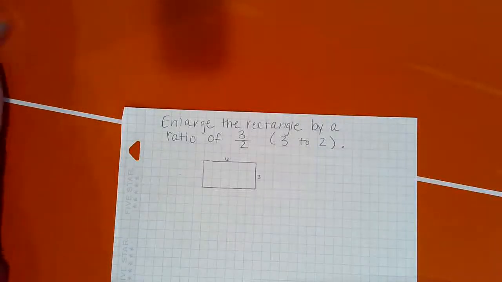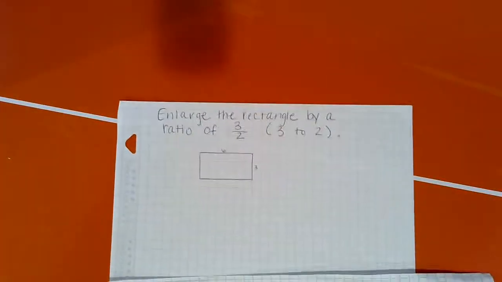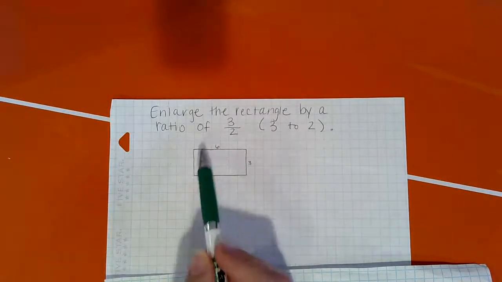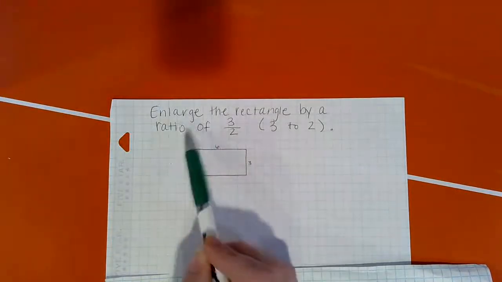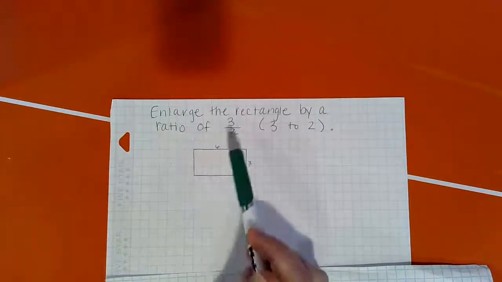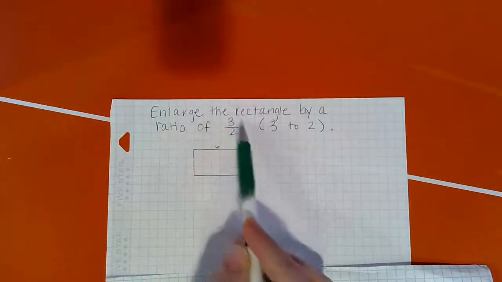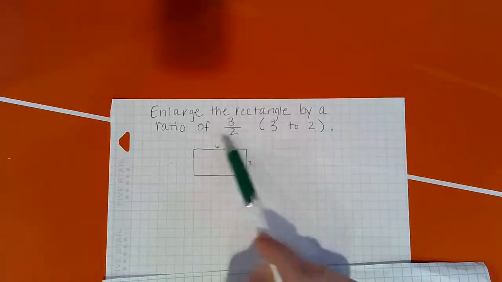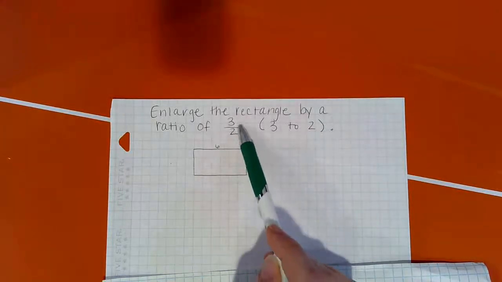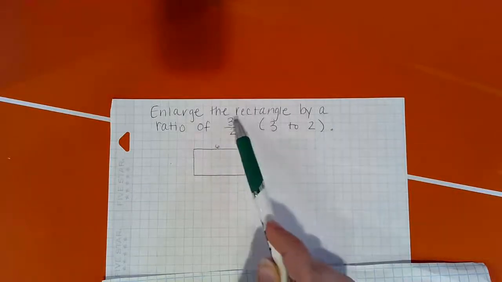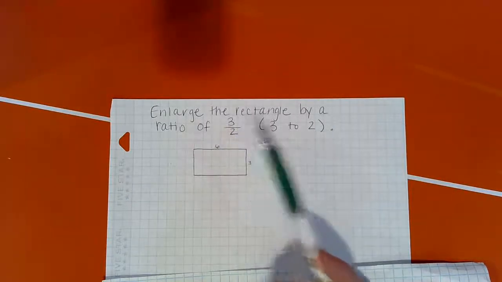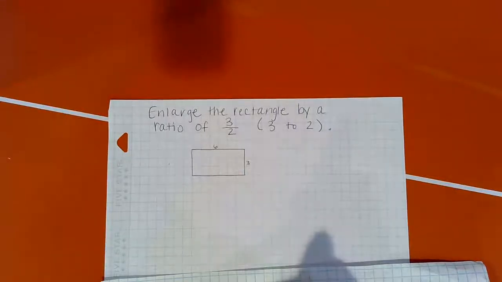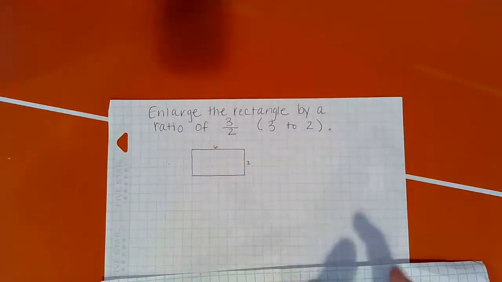Alrighty, so we are working on enlarging and reducing shapes using ratios. So we have this rectangle here, and it says to enlarge the rectangle by a ratio of 3 to 2. We can read these ratios many different ways. This is obviously a fraction, 3 over 2, but when we see that fraction bar, we can think 3 to 2, or 3 for every 2. All those different ways that we know how to read those ratios.